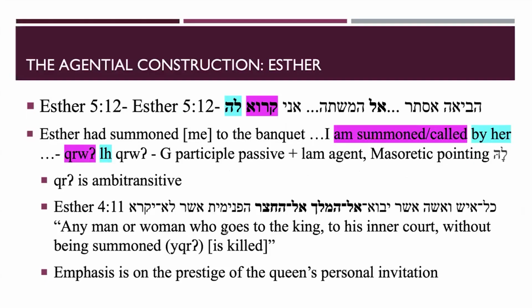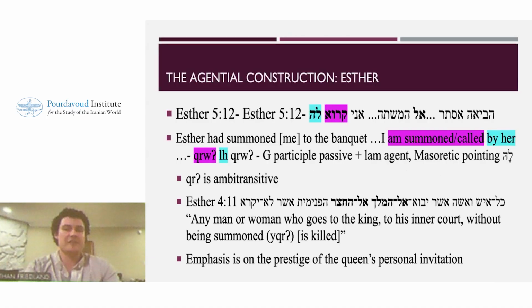Moving on to Esther 5:12, we have Esther, the queen, had summoned me to the banquet. I am summoned or called by her. So what we have here is a G participle passive, which in Hebrew is marked by an internal vav instead of Aramaic internal yod. And now, kara is ambitransitive. It is sometimes directly transitive, and we'd expect an agent in mean and an object of motion in lam, but I don't think that's the case here. So first, with our lam agent, the Masoretic pointing is la. It lets us know that it is feminine, it is by her.